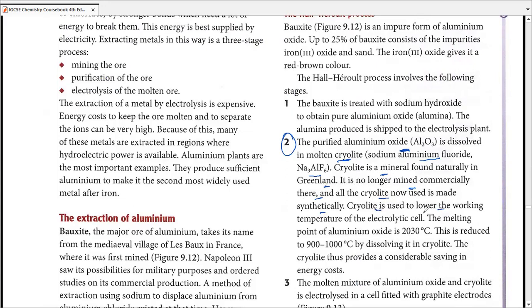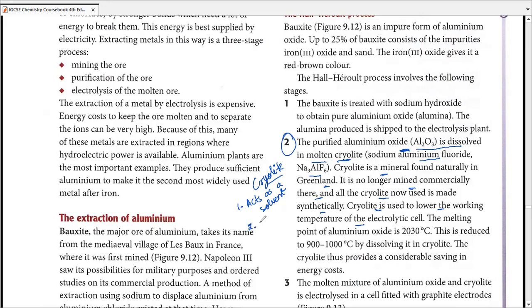Cryolite is actually used to lower the working temperature of the electrolytic cell. Let me tell you the two purposes of cryolite. Number one, cryolite acts as a solvent. How do you know it acts as a solvent? Clearly, aluminum oxide is dissolved in molten cryolite. So aluminum oxide is the solute, cryolite is the solvent. It's stated right there in the book, but it's written in such a way that students sometimes are not able to come up with this explanation. So straightforward is that I've told you the explanation, the first function.